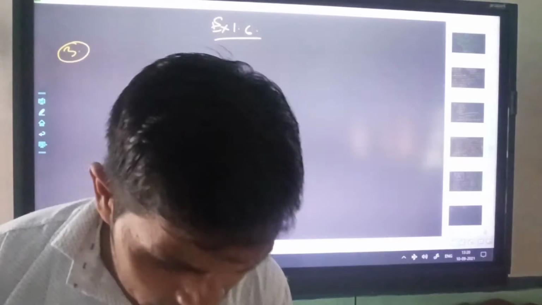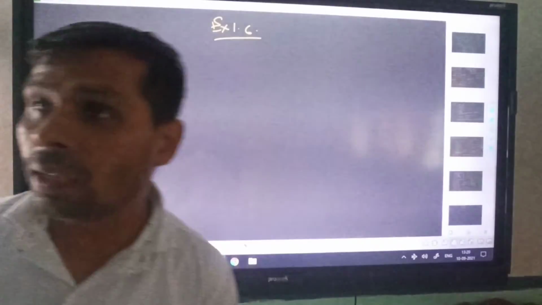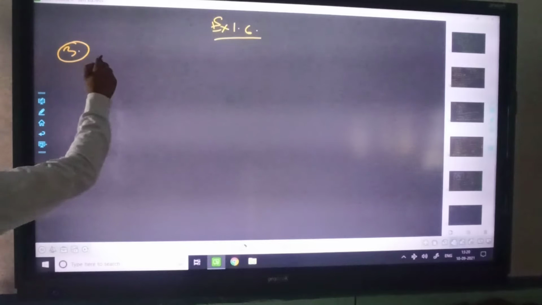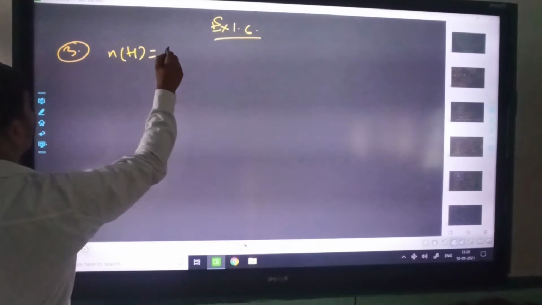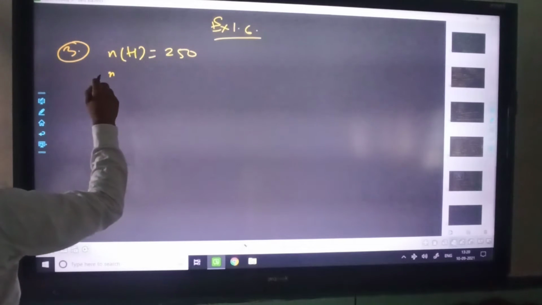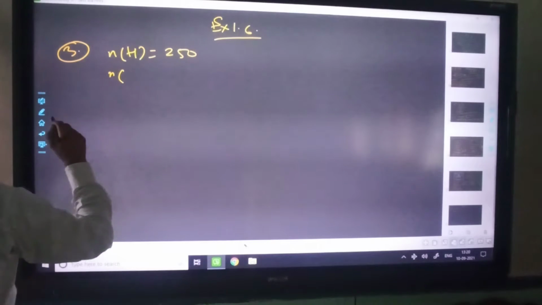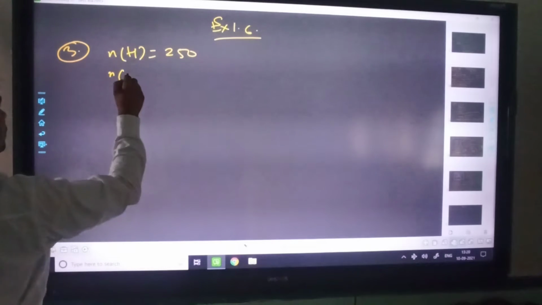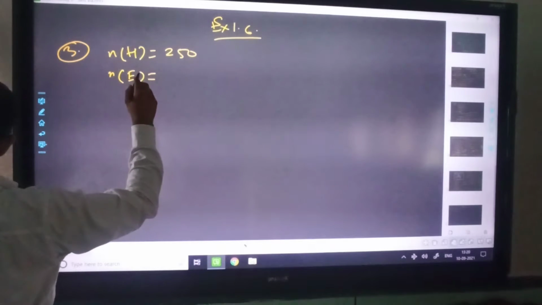So question number 3: in a group of 400 people, 250 speak Hindi. That means you can say n of H equals 250. Another is n of E, n of E equals 200.